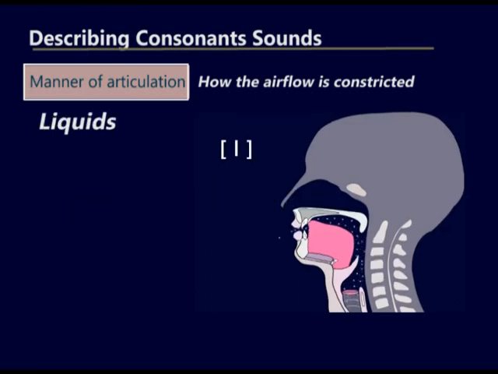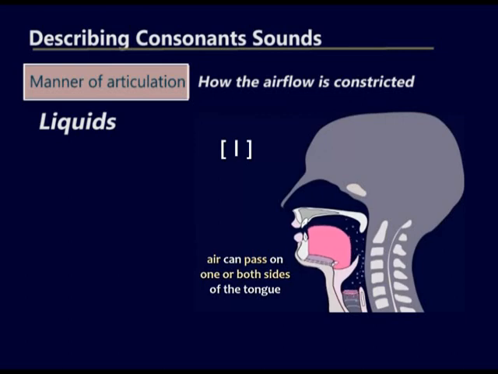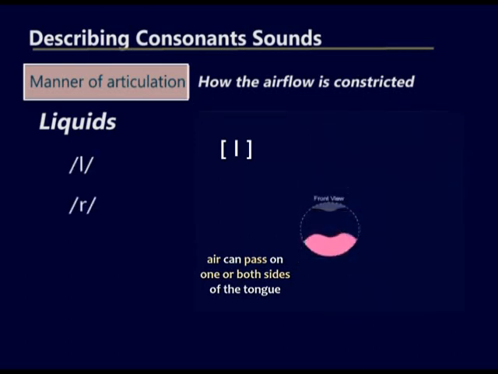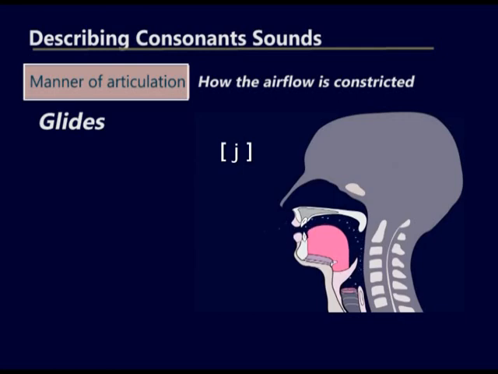Liquid sounds are produced by allowing air to pass by one or both sides of the tongue, and the tongue itself can move a lot to shape the sound, such as l, r. Glide sounds are produced with very little constriction of airflow, so little in fact that they are often referred to as semivowels, such as w, y.